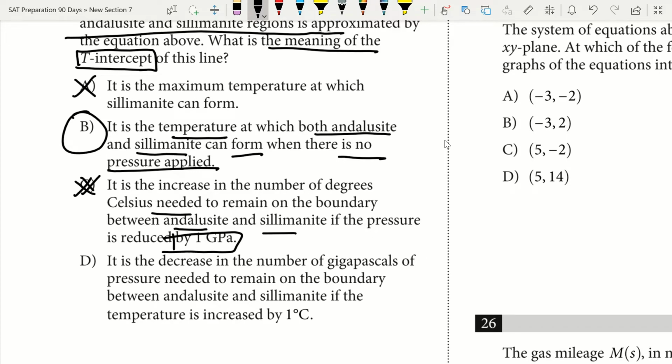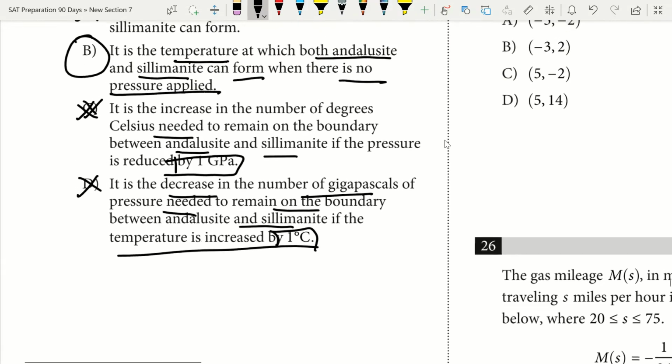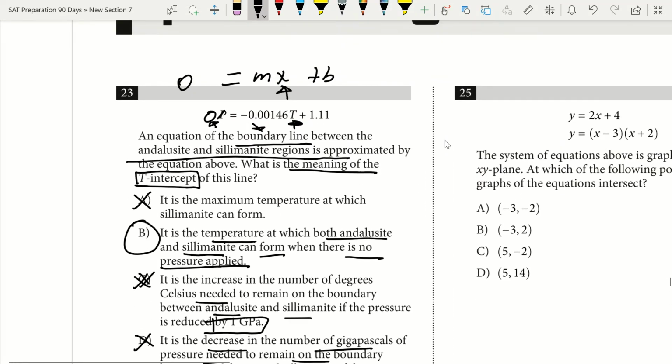If we're reducing a pressure by 1 or something, that's indicating to me something with slope. D, it's the decrease in the number of gigapascals of pressure needed to remain on the boundary if the temperature is increased by 1 degree Celsius. Once again, that's dealing with a rate and that's dealing with a slope. So that's not going to be anything with intercepts. Okay, now we've got question 24.